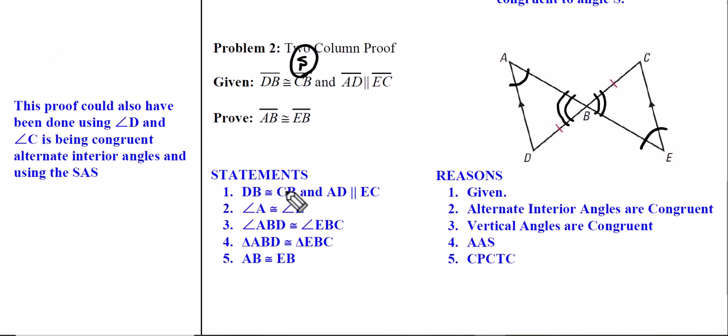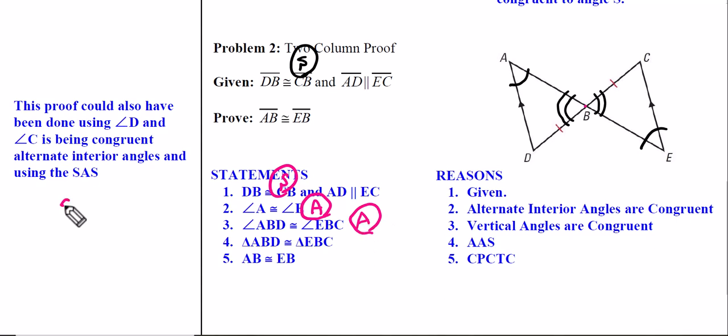We were given that DB is congruent to CB, so that's a pair of sides. Using the parallel lines, we were able to prove that angle A is congruent to angle E. That's a pair of angles. And that's because alternate interior angles are congruent. And then angle ABD is congruent to angle EBC because these are vertical angles. They're angles that are across from each other, and they attach at this point right here. It's like a bow tie. These are congruent to each other. They're vertical angles. That's a pair of angles.